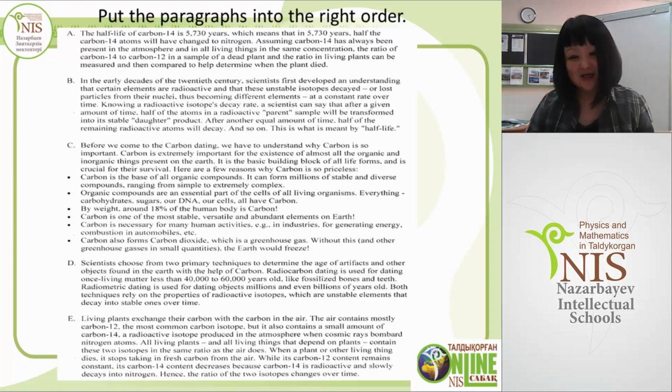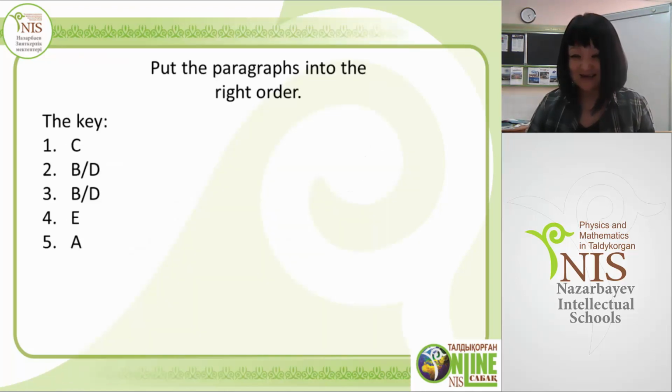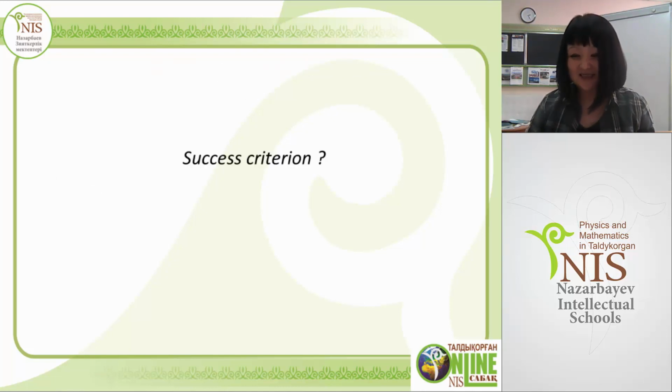So, you can compare your results in pairs or groups and, of course, write answers. The first one, C, the second and the third, B or D, the fourth, E, and the fifth, A. Let's turn back to our success criterion. Congratulations if you achieved the goal and you have no less than 8 correct answers.